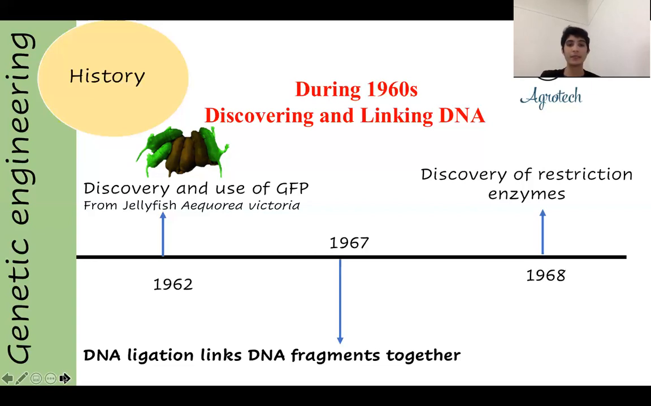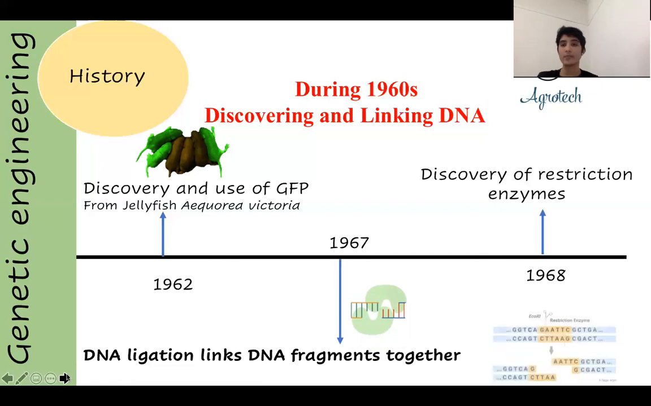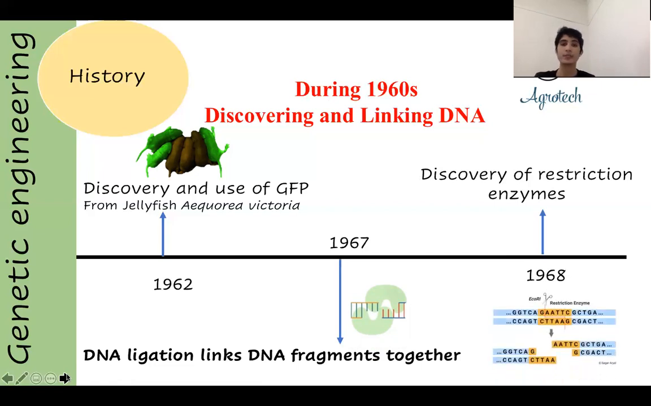And in 1967, scientists identified DNA ligase. The ligase enzyme helps to link the cut fragments of DNA. So that was one of the important discoveries during this era. And in 1968, in the late 1960s, scientists identified the restriction enzymes. For restriction enzymes, you can follow my previous video. They cut the desired fragment of DNA into different sections so that we can manipulate DNA, isn't it?